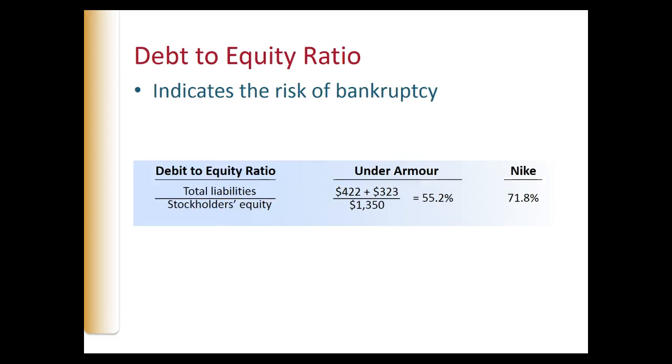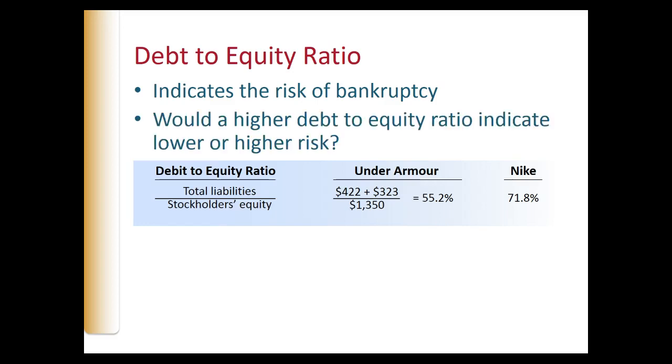The first 6 ratios relate to liquidity, or a company's ability to pay its current liabilities. Now these 2 relate to solvency, or a company's ability to pay its long-term liabilities as well. Other things being equal, the higher the debt-to-equity ratio, the higher the risk of bankruptcy. The reason is that unlike shareholders, debt holders have the ability to force a company into bankruptcy for failing to pay interest or repay the debt in a timely manner.